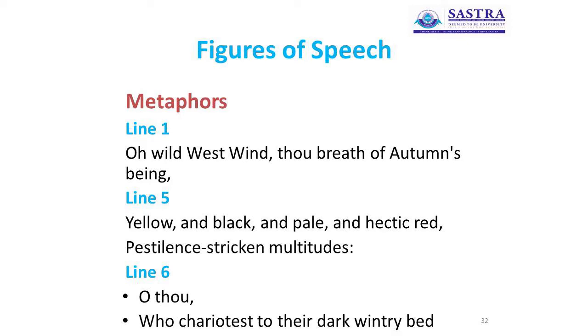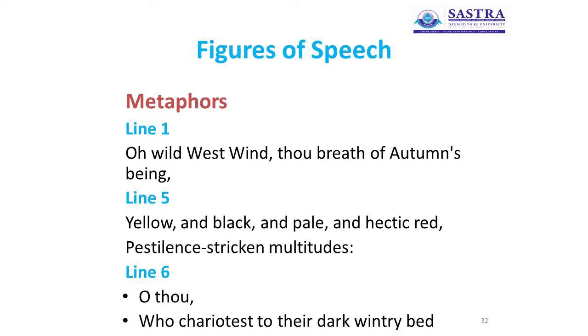What is pestilence? As I said earlier, it means an illness, disease. So here he says the multicolored leaves are pestilence ridden. That is how human thoughts also which are dead nearly forever with disease. Then in line 6 you have the next metaphor. He says, O thou who chariotest to their dark wintry bed.